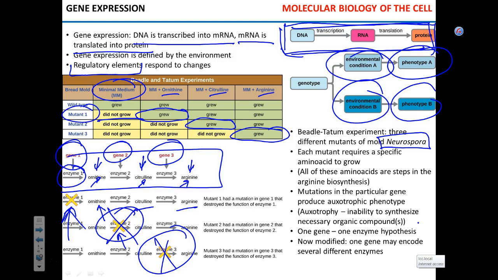So it was a hypothesis. One gene, one enzyme hypothesis. Now, this hypothesis is modified. Turns out one gene may encode few different enzymes. Doesn't have to, but may.